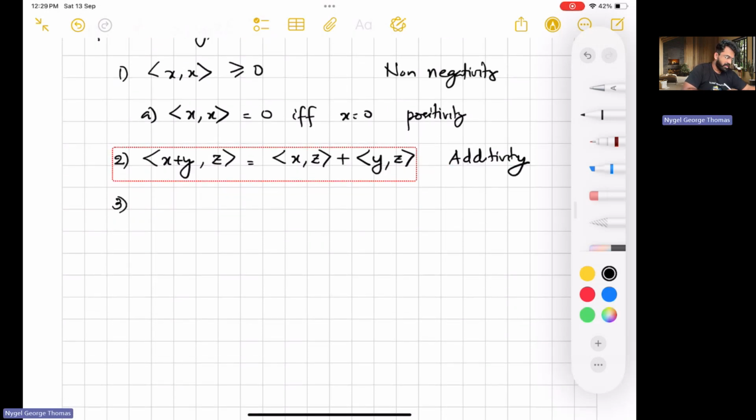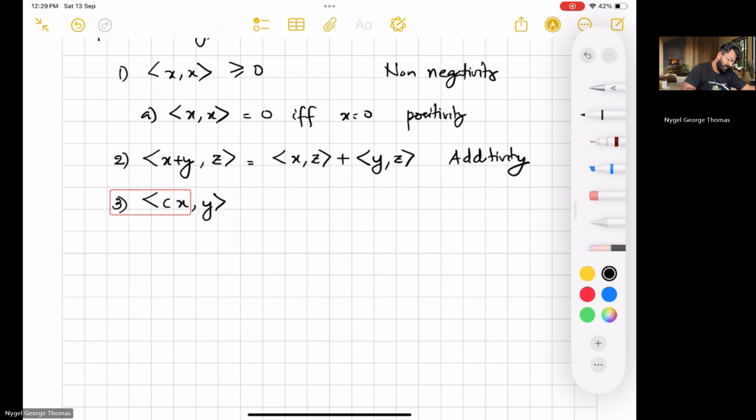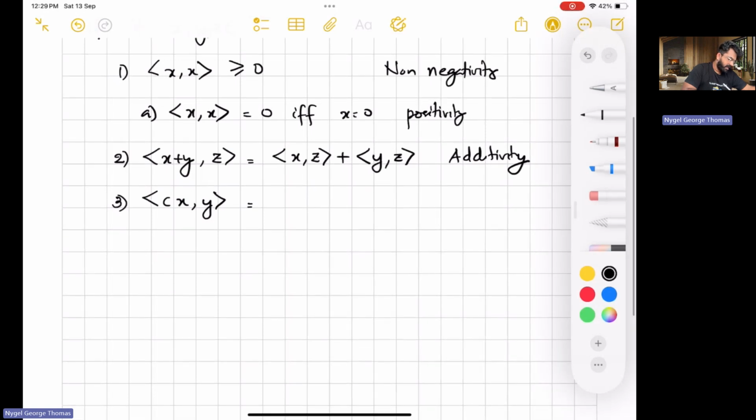Then we have something known as the homogeneity property. So we're scaling the first vector, and then we are taking the inner product between cx and y. Then the corresponding output will be c times the inner product of x and y. We have to note here that if you look at the homogeneity property which we had for norms, there we had a modulus outside. Here we don't have a modulus. That is something to note.